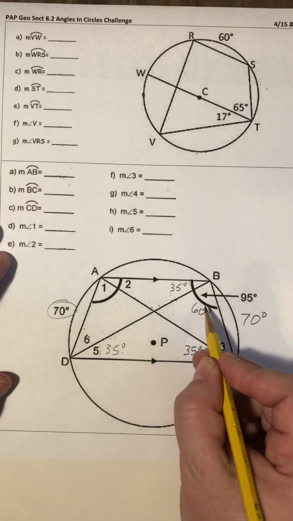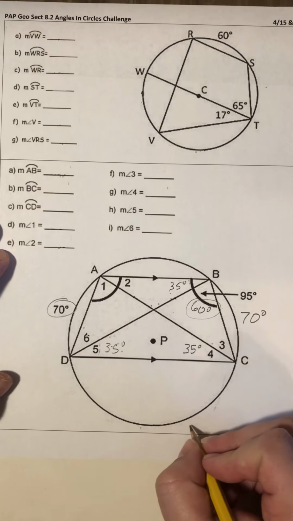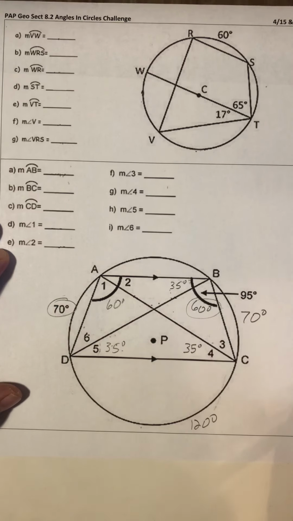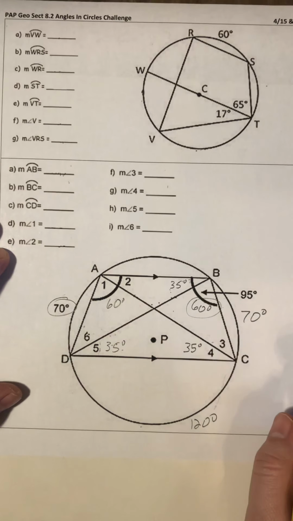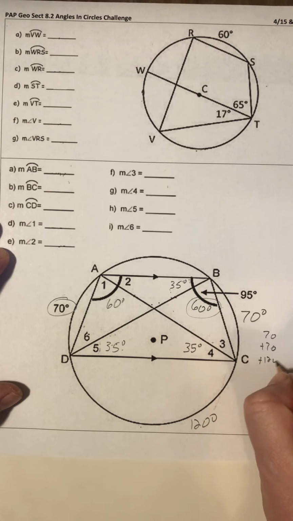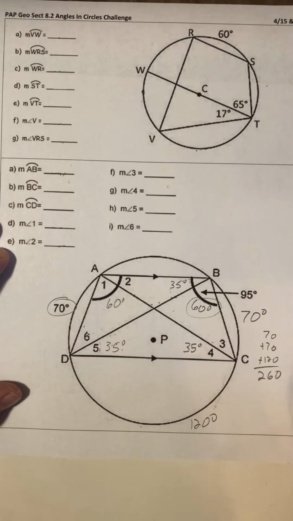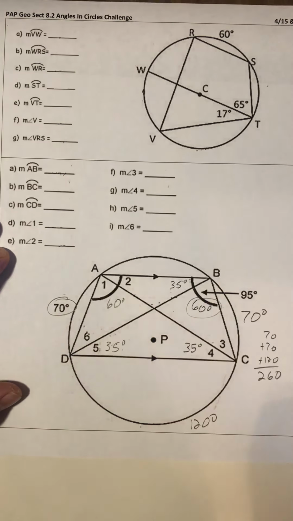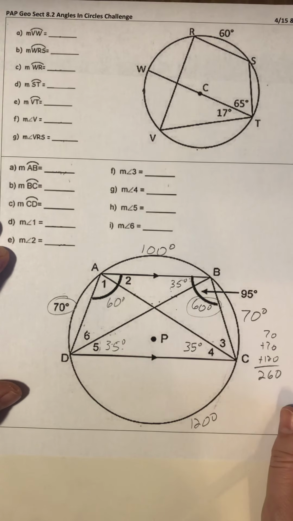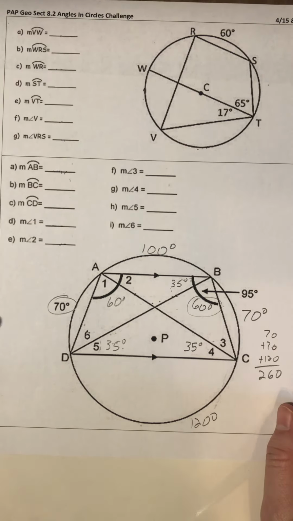So if this is a 60-degree angle, I know that this is going to be 120 degrees. So that, of course, would make this 60 degrees. Now, if I add 70 plus 70 plus 120, that's going to give me 260. And if I subtract that from 360, that's going to give me the measure of AB. So this is going to be 100 degrees up here. Okay? So that helps me with that.